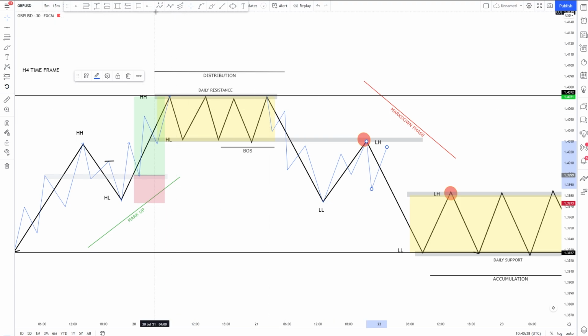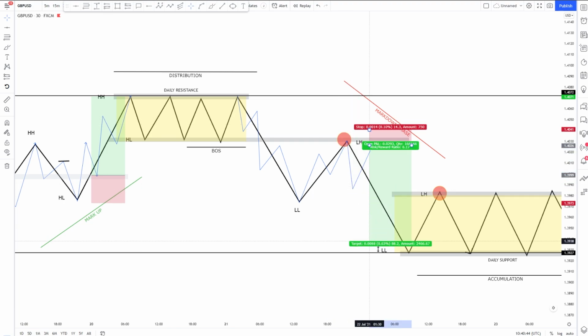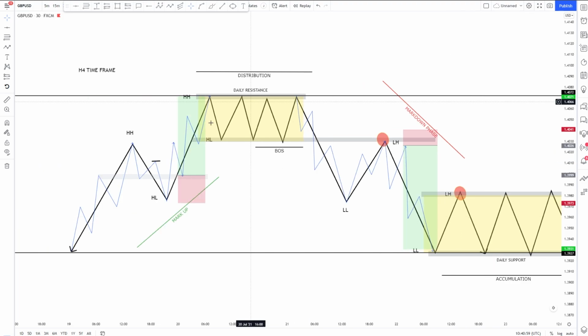So basically the idea is you're taking this position in this markdown phase, and of course the target could be the daily support, and you can take profits along the way, but this is just the logic of market structure. And then the same scenario occurs: we're basically touching this daily support. If I zoom out, it's the same as here.